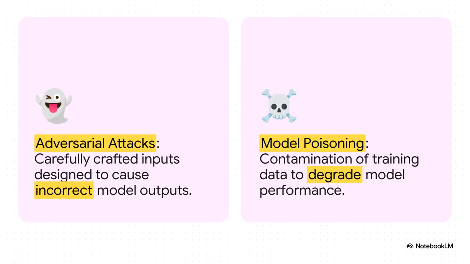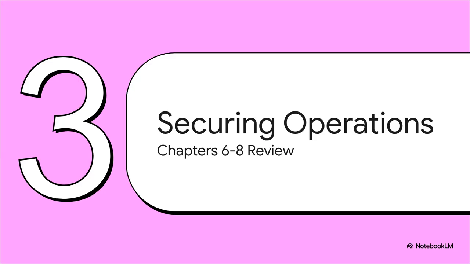Chapter 5 took us right into the heart of the fortress, the AI model itself. And here, you learned to defend against 2 totally different kinds of attacks. First, you have adversarial attacks, which are all about tricking the model from the outside. And then you have model poisoning, which is a much sneakier inside job, corrupting the model by messing with its training data. All right, next up, securing daily operations.